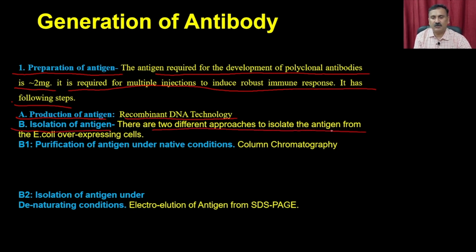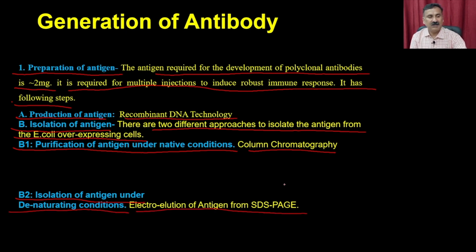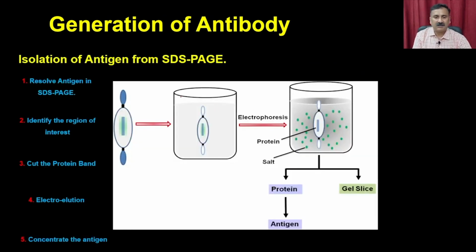There are two approaches to isolate the antigen from the E. coli expressing cells. One is purification of the antigen under native conditions. So you can use column chromatography, ion exchange chromatography, or any other affinity chromatography to purify the antigen. Or you can purify the antigen under denaturing conditions. So you can do the electroelution of the antigen from the SDS-PAGE. These are the steps you have to take to isolate the antigen from the SDS-PAGE.